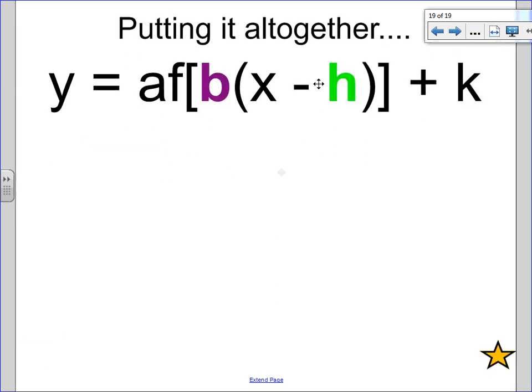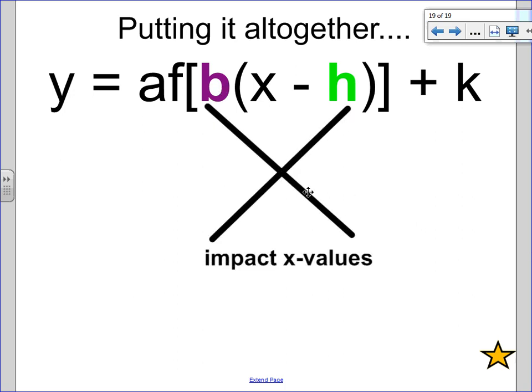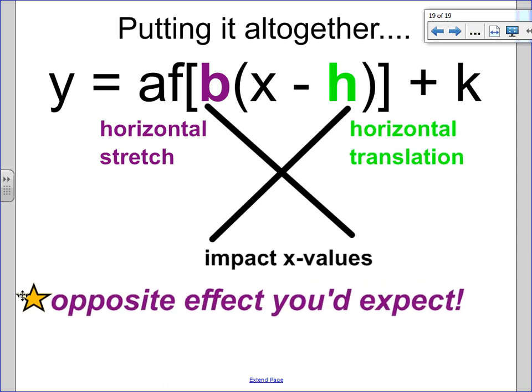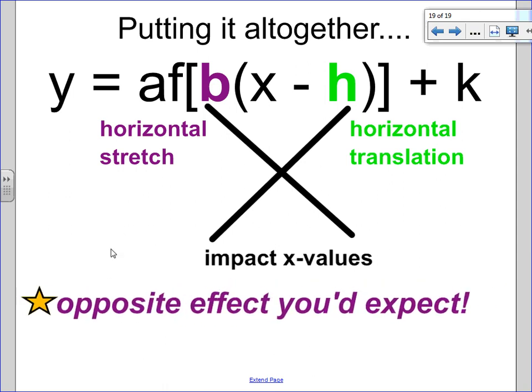However, on the inside, b and h impact your x values. I have an x in there to show that they impact x values, where b was our horizontal stretch and h was our horizontal translation. This x can also mean that they kind of interchange. They're opposite of what you would think. These have the opposite effect of what you'd expect. For example, if b was 3, it would be a horizontal stretch of 1/3. If b was 1/2, it would be a horizontal stretch of 2/1, or 2.